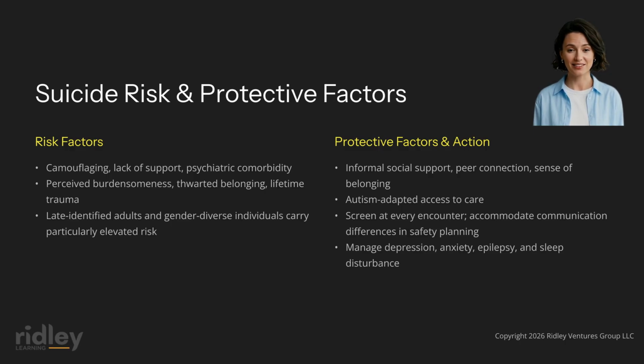For allied health clinicians, the implication is straightforward. The presence of autism is itself an independent risk factor for elevated suicide risk that warrants explicit screening at every clinical encounter, a low threshold for referral, a safety plan conversation that accommodates communication differences, and, critically, careful management of the co-occurring depression, anxiety, epilepsy, and sleep disturbance that mediate much of the excess risk.